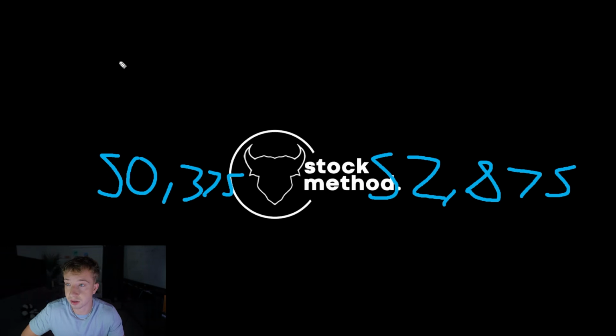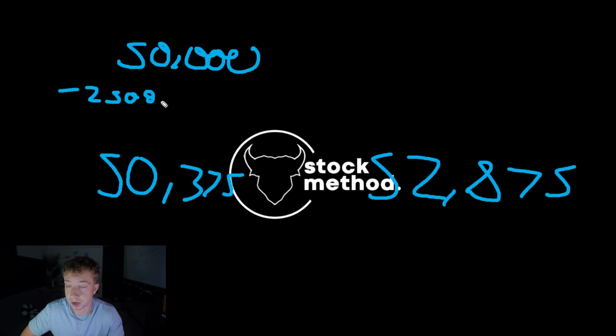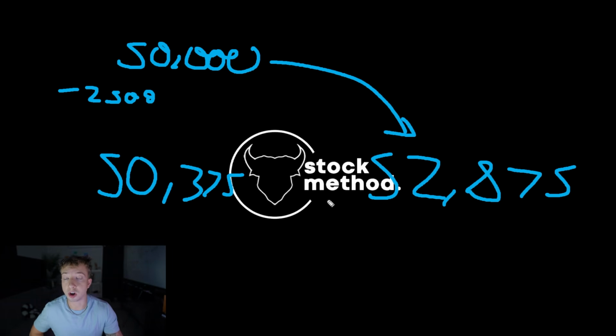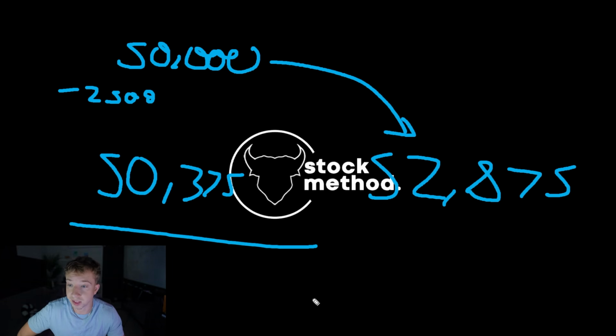The funded account starts at $50,000, and we still have that $2,500 of drawdown, right? Our loss limit on the 50K is $2,500. Now, if we grow the account to $52,875, now our drawdown stops at $50,375. So basically this means if I make more money, my drawdown stops at $50,375.